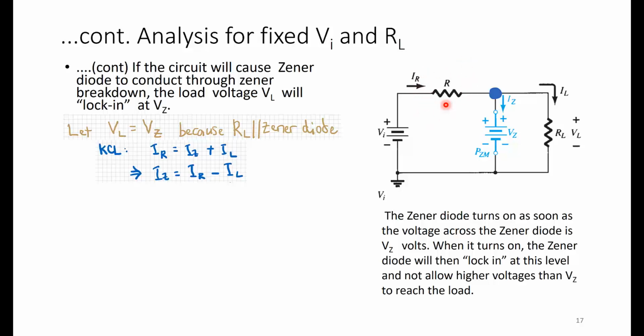Okay, so once we know that, we'll do a KCL at this node, this blue node here, where IR equals IZ plus IL. And therefore, from this equation, if we know VL and we know RL, then we can figure out what IL is. And if we know Vin and VZ, we can do Kirchhoff's voltage law to find the voltage across R, and therefore find IR from Ohm's law. So we can use KCL to find the current through the Zener diode.